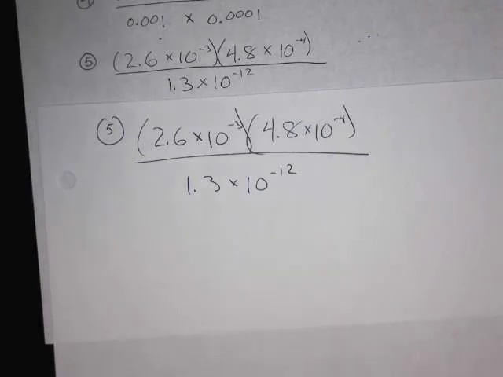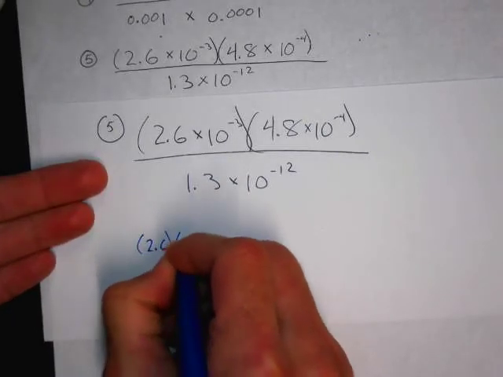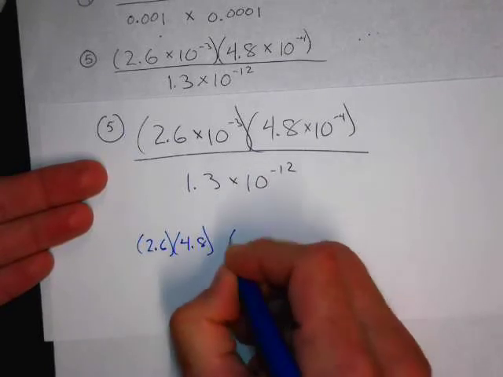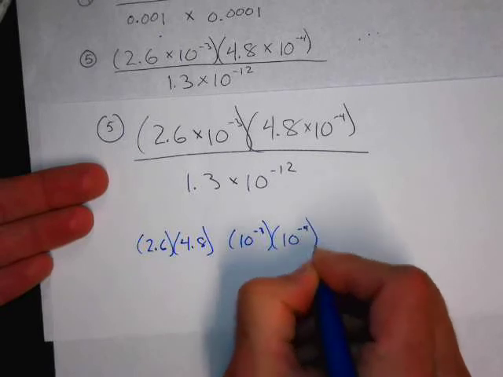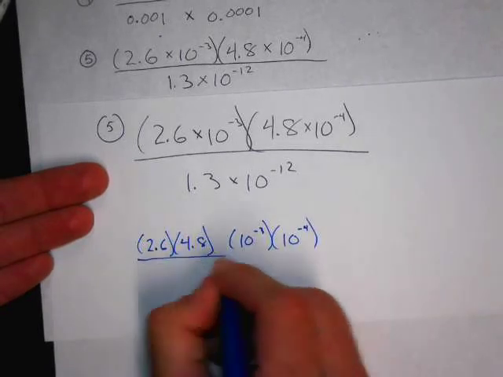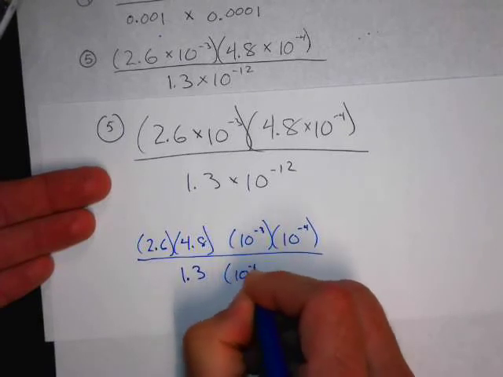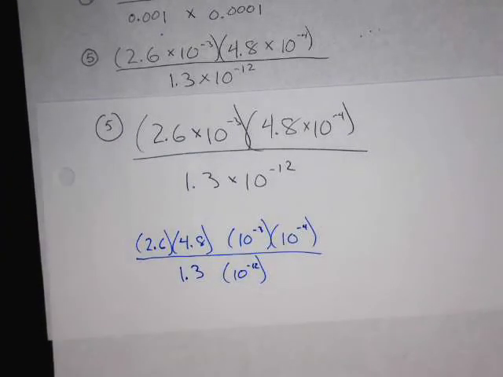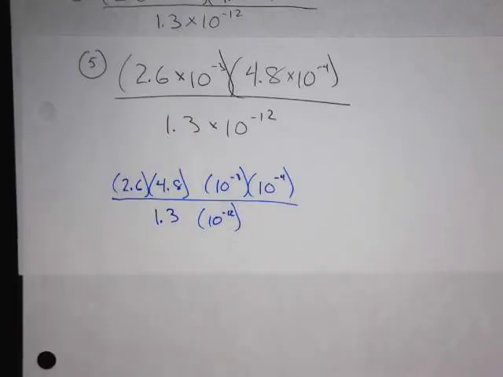So first thing I'm going to use is the commutative property in the numerator. 2.6 times 4.8, and then 10 to the negative third times 10 to the negative fourth. And the denominator, well, there's nothing to do there yet. Okay, so now I have my expression set up. Just start using your handy-dandy calculator. 2.6 times 4.8, and you come up with 12.48.